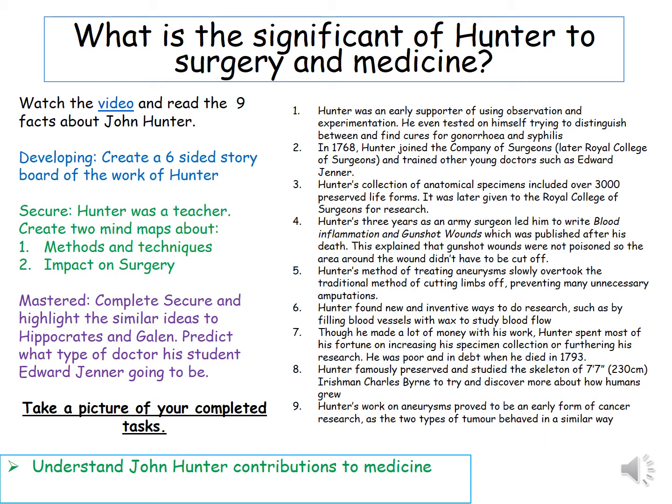So you're going to complete the secure, but I would like you then to go over your mind map and highlight the similar ideas to Hippocrates and Galen. So is he teaching his students anything that's very similar, like observation, recording, dissection, etc.? Is he similar to Hippocrates and Galen? And I would like you then, finally, the only extra bit is then to predict what type of doctor his student Edward Jenner is going to be. As I said, we're going to be looking at Jenner later on in the week. What type of doctor would Edward Jenner be? Take a picture of your storyboard or your mind maps and upload that onto class charts.